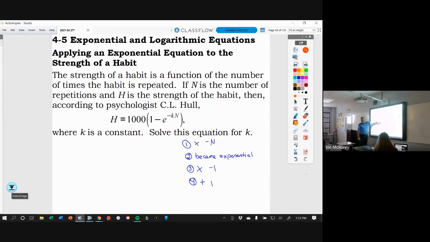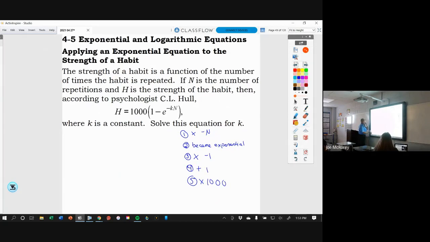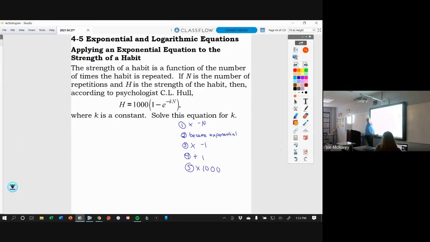Then what happened? Multiplied by 1,000. Anything else happened to the k? No, that's it. So this is all the stuff that happened to the k. How do you get rid of all this stuff? Do the opposite. Okay. Go backward to get k by itself.